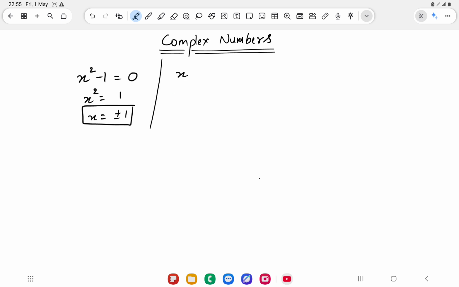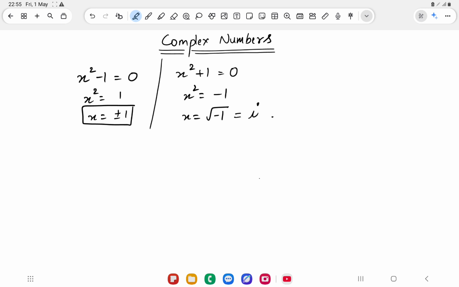But what if I give you an equation like this, x square plus 1 is equal to 0. I will solve it like this. But now I cannot write this because I know that inside the under root we should have positive numbers. So here complex numbers come into the picture and they have defined under root minus 1 as i.